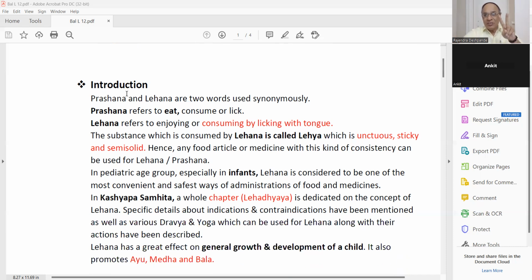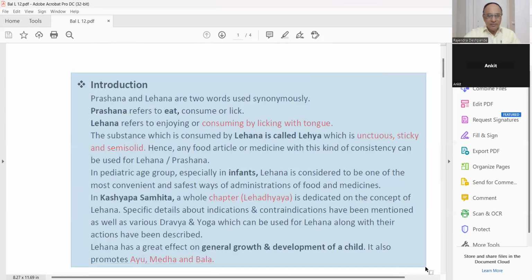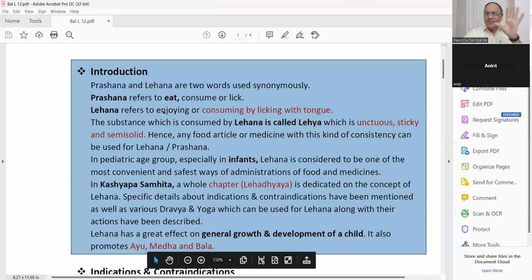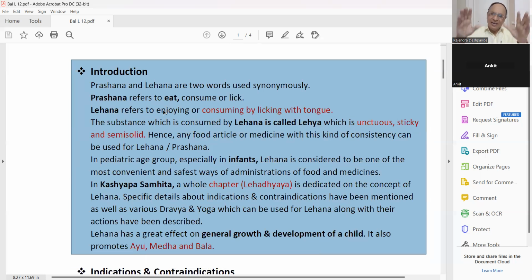These are the two words, Prashana, Lehana. As usual, you have to write down the keywords. I will tell you very important words. First, I will mark this particular topic so you can focus. Actually, there is no difference: Prashana and Lehana are the same. Please write down, Prashana, Lehana, many times used as alternative words. Sometimes Prashana is called Lehana, Lehana is called Prashana. Here you can see synonyms. Many times it is used alternatively. But there is a little difference. Prashana is like eating. But Lehana is licking.